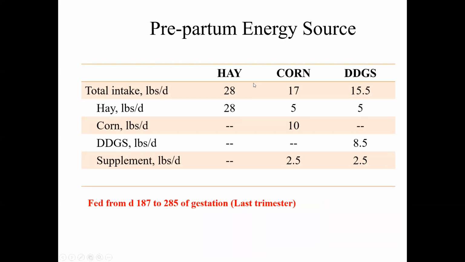Okay, so in order to match the energy intake provided by 28 pounds of hay, corn was fed at 10 pounds of corn and 5 pounds of hay, and distillers grains was fed at 8.5 pounds of distillers grains and 5 pounds of hay. Why was distillers grains fed at a lower level than corn? Because this matched the energy intake. And remember that I said this was high-fat distillers grains. So it resulted in less intake necessary relative to the corn to meet the energy intake of the animal.